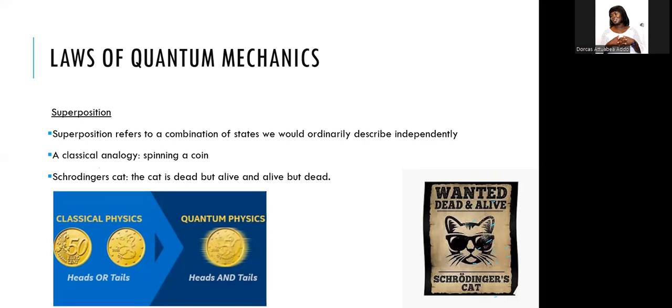A classical analogy of this: let's say you're spinning a coin. A coin has two sides, heads and tails. In the classical case, you can never have a point where it's those two states at the same time. It's either heads or it's tails, no in between.